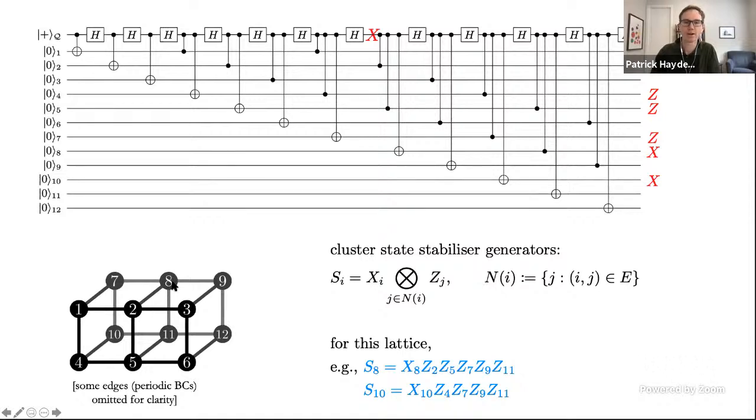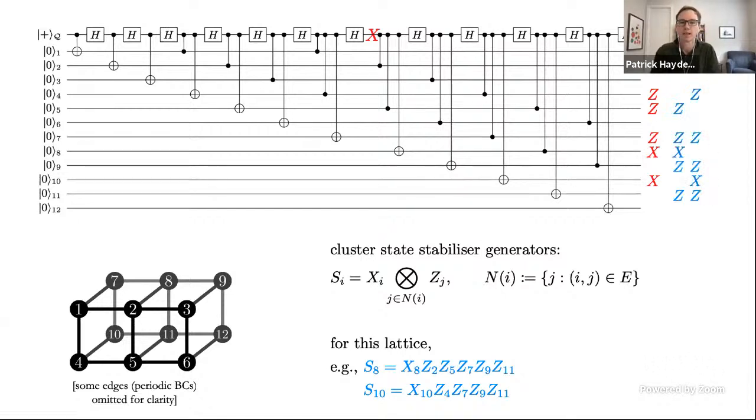qubit here, the operator would be to apply an X on qubit 8 and then Zs on each of the neighboring qubits. So a Z on 7, a Z on 2, a Z on 9, a Z on 11, and there might be some other ones because remember there are these periodic boundary conditions, but they're not drawn here. And so the stabilizer associated with site 8, qubit 8 is this one here, with site 10 is this one here. It's always an X on the site and then Zs on all of the neighbors.